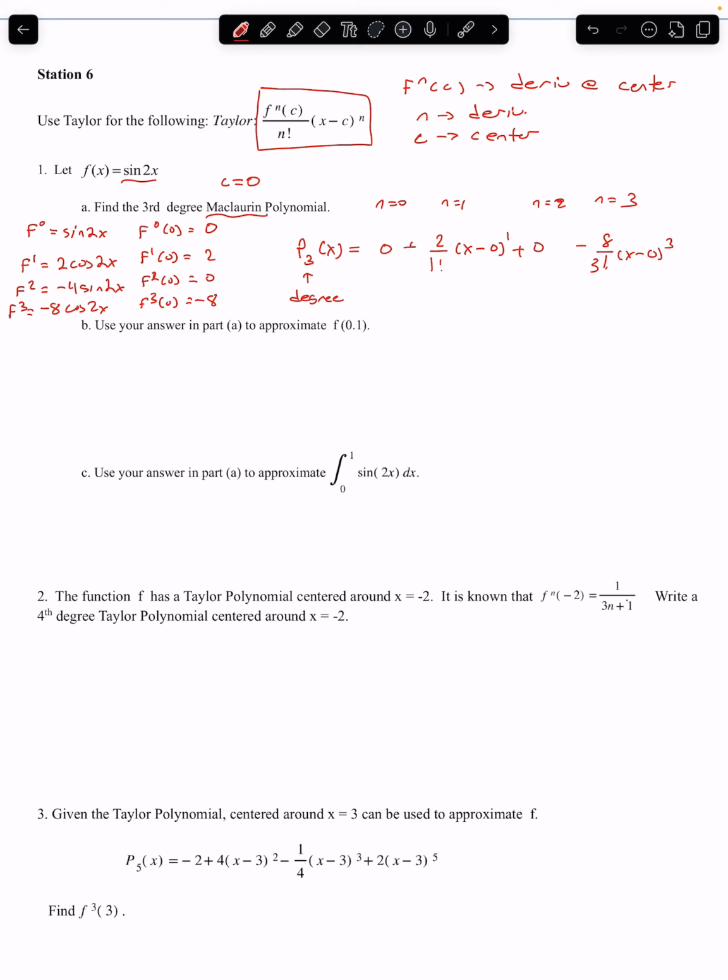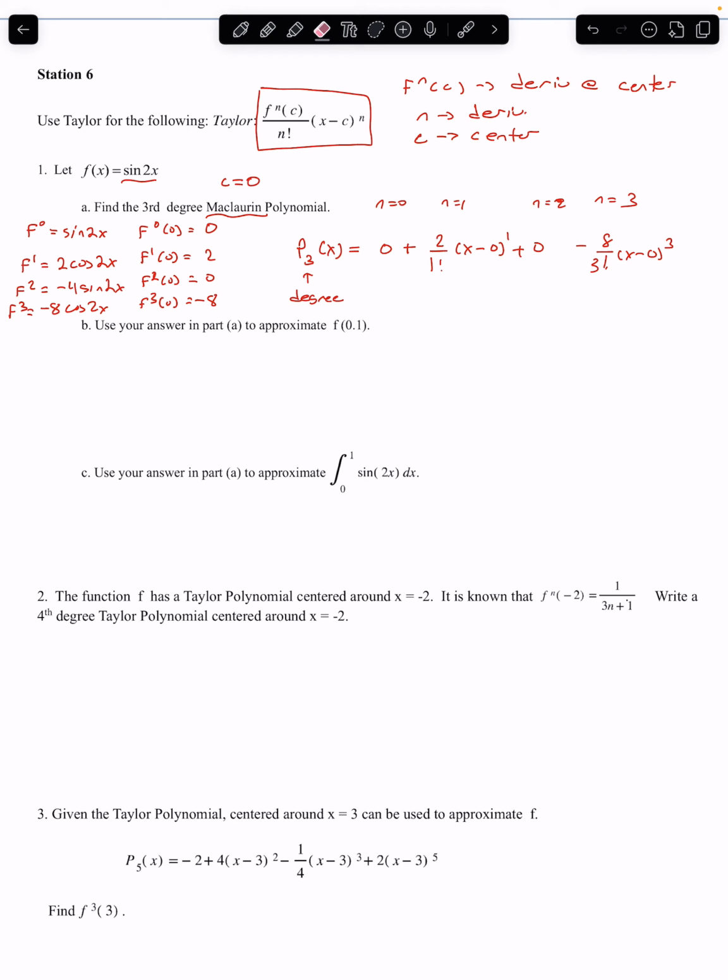Now you can leave it like this. There'd be a plus there. Sorry about that. All right, because we're adding them all.